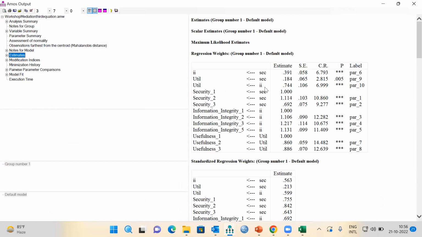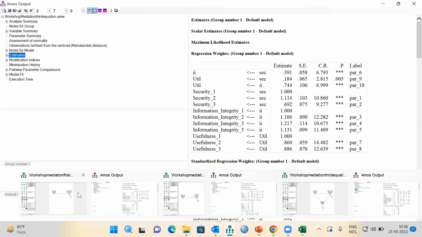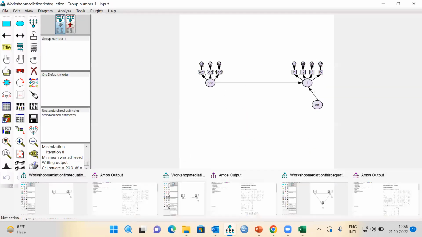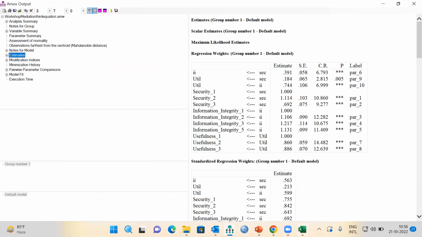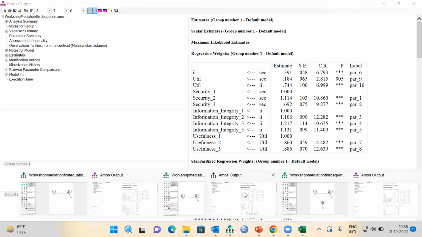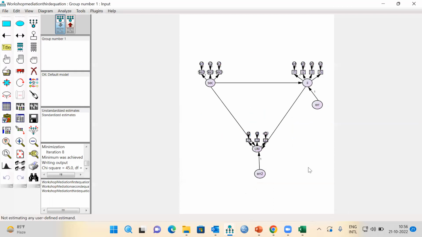And if the full mediation was there, then in that case, the first would have been significant, this would have been significant, but the direct path would have been non-significant. And in the case of the third equation, the mediating path should have been significant, but not the direct path. So that is when it would be a full mediation. Any doubts here?